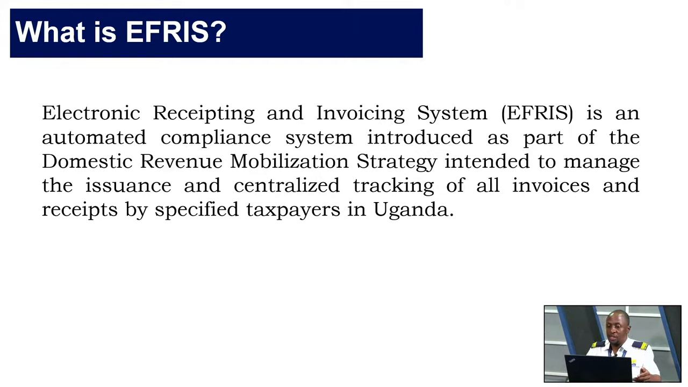So EFRIS is just like a vehicle that has been brought to help taxpayers correctly remit the correct taxes. That means it helps taxpayers to remit the correct taxes and also know whether they are buying from genuine suppliers by giving them EFRIS invoices that can easily be verified using either an app or a URA site where you can go and put in the FDN and it will print for you the EFRIS invoice again, the same way you were given by the supplier.